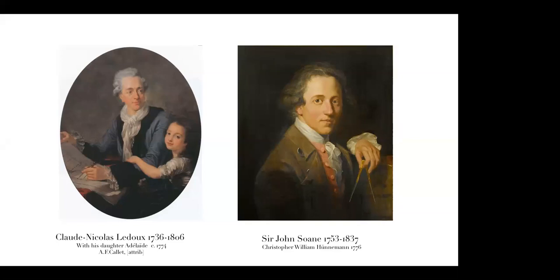There is Ledoux in around 1774. He's got the plans of the salt works. This is the gatehouse of the salt works he's pointing to with his compasses, and his adoring little daughter Adelaide, painted by a painter who actually also painted a companion piece, which is lost, an oval piece of his wife and other daughter. And here is John Soane again with the sign of the architect, the compasses.